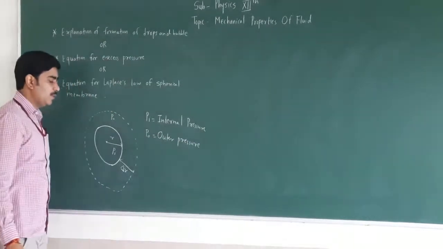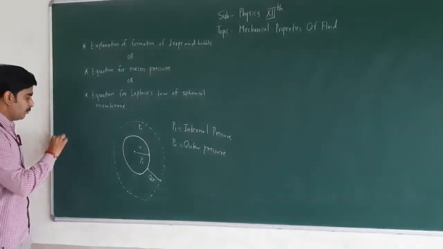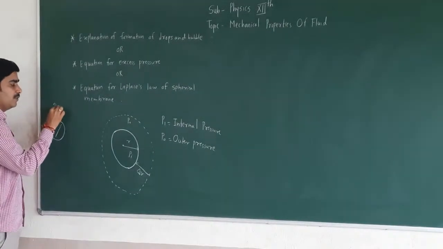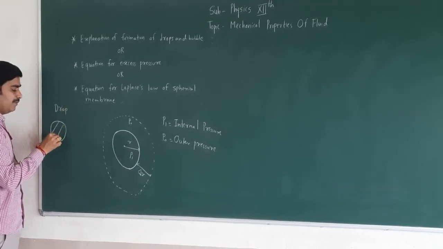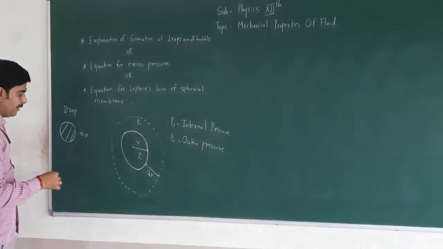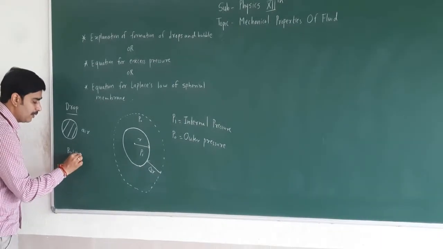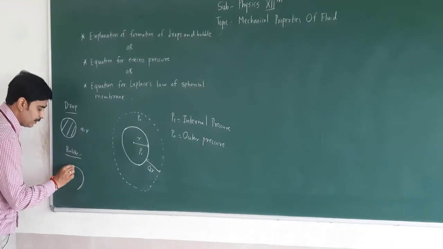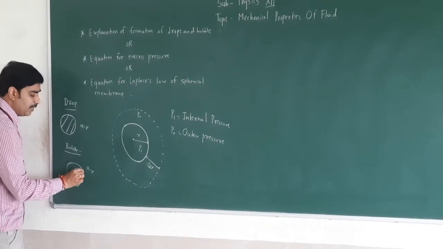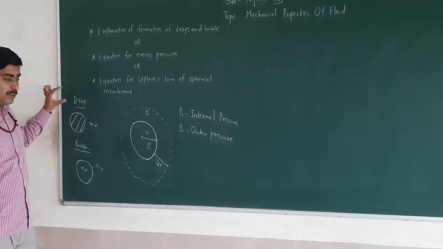Before starting this equation, you should know the difference between the liquid drop and bubble. When we are talking about the drop, this drop is completely filled with water and only one surface is in contact with the air, and this is called the drop. And for a bubble, the inner part is also filled with air, and the outer part is also filled with air. So two surfaces are in contact with the air. That is the difference between the drop and bubble.